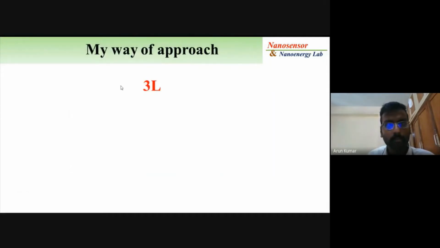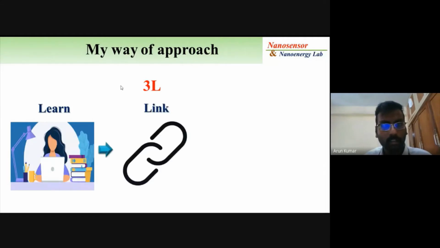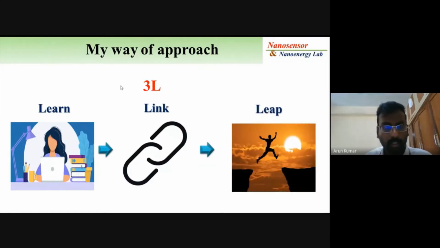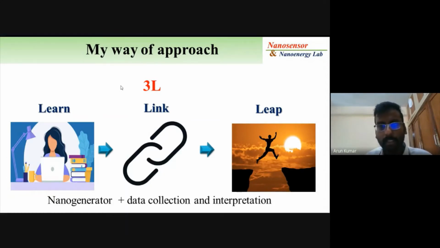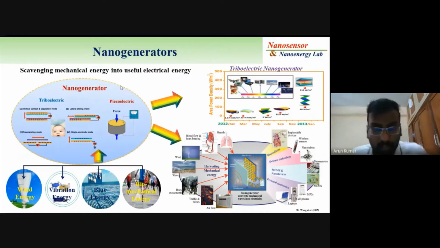I'm going to follow an approach of 3L: learn, link, and leap. Today we learn and try to link it with the nanogenerator field, interpret, and then try to develop our own system. I'm not going to waste a lot of time on the introduction. The nanogenerator is a new field. There are two types: triboelectric and piezoelectric. Triboelectric follows the electrostatic principle, and piezoelectric is based on dipole orientation. The change in dipole gives you a potential difference.